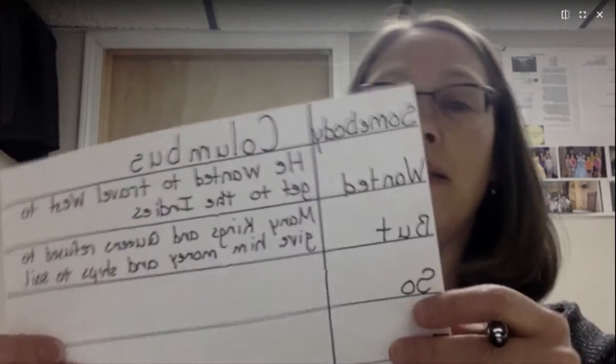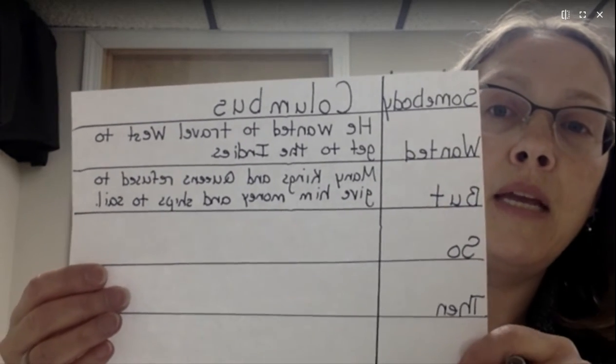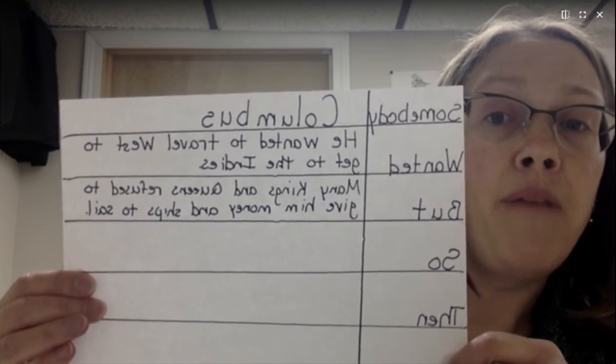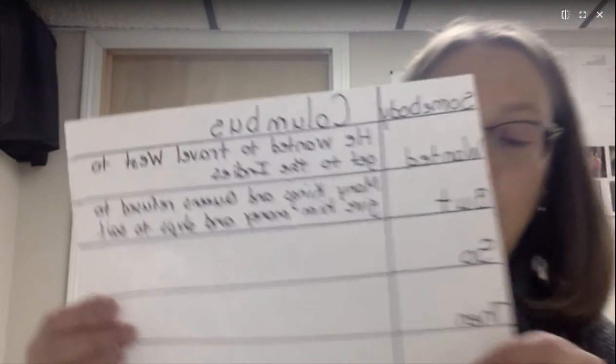Many kings and queens refused to give him money and ships to sail. So now that's in the but. Many kings and queens refused to give him money and ships to sail.